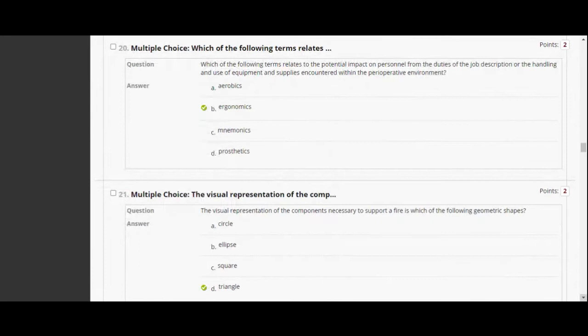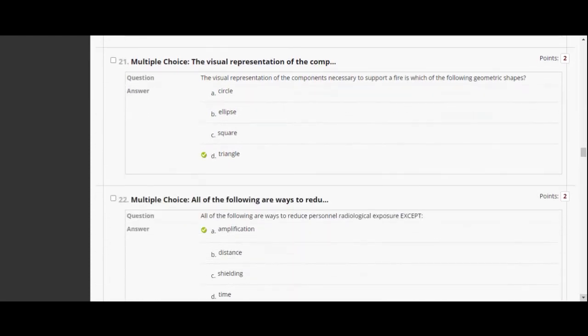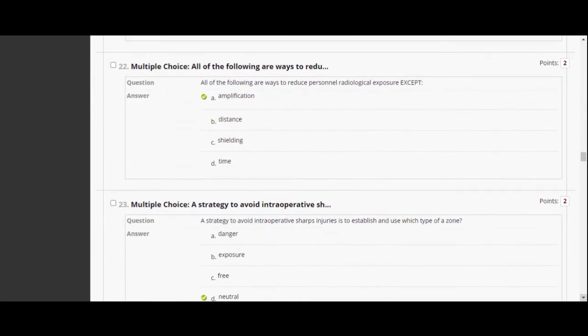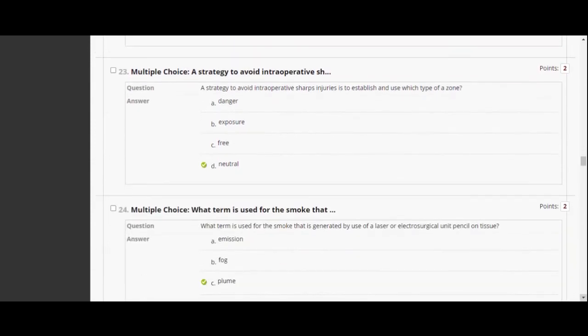Which of the following terms relates to the potential impact on personnel from the duties of the job description or the handling and use of equipment and supplies encountered within the perioperative environment? Ergonomics. The visual representation of the components necessary to support a fire is which of the following geometric shapes? And that's your triangle. All of the following are ways to reduce personal radiological exposure except amplification. A strategy to avoid intraoperative sharps injuries is to establish and use which type of zone? And that's neutral.